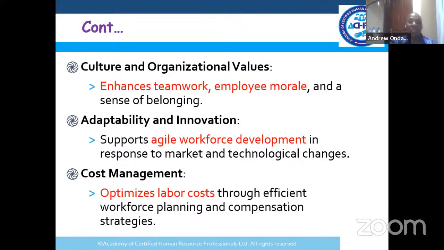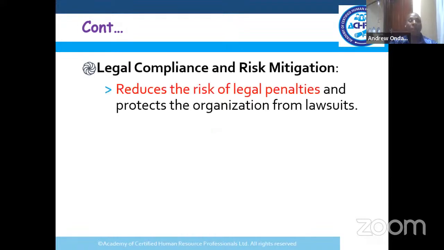I've already mentioned aspects to do with compensation, that we can reduce cost on compensation by looking at the package that we give people and probably negotiate a package that is motivating. Lastly is the legal compliance and risk mitigation. One of the risks that we run as organizations is non-compliance with the labor laws. As I mentioned earlier on, there are about 7 or 8 laws that regulate the employment relationship.